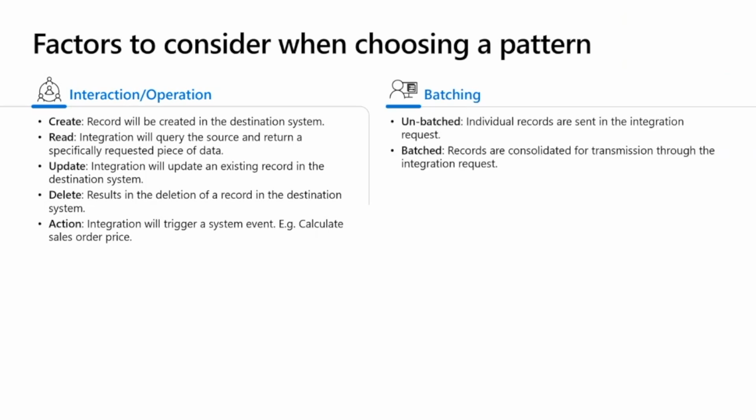Next, batching. Should each message or record be processed individually or in batch? Batching messages or datasets enables less frequent communication or chatter, but it also typically makes messages and payloads bigger. Consider if the requirements support a batched approach, or does your integration require individual records or rows?